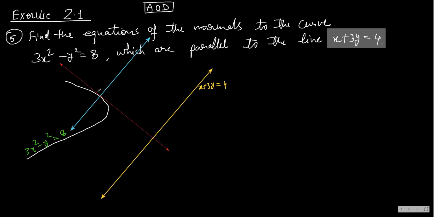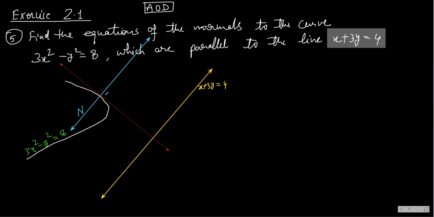So we have the normal perpendicular to the tangent. The first thing, if I have to find the equation of this normal, this n, I want to find its equation. If I want to find the equation of the normal, what do I need? I need the slope of the normal and one point on the normal.